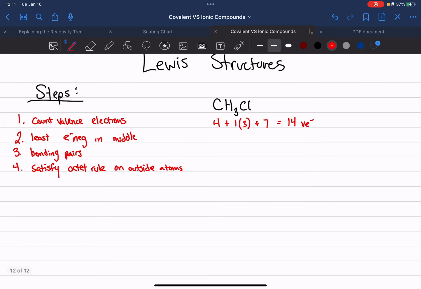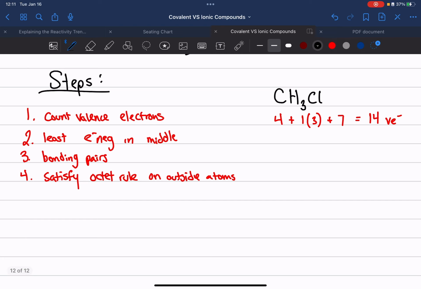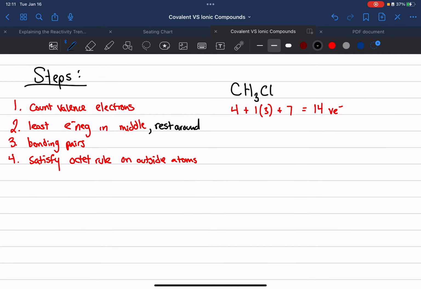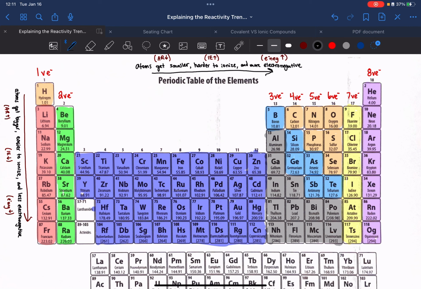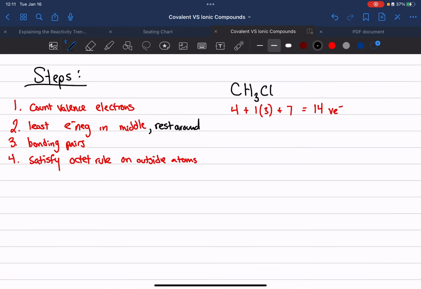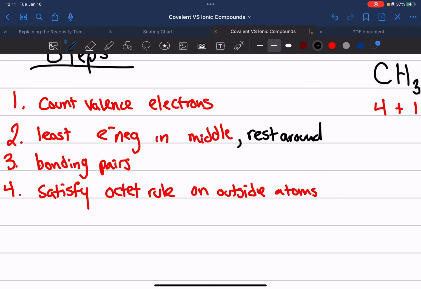Next, we need to put the least electronegative atom in the middle and put the rest around that central atom. So I'm going to find the least electronegative element here by figuring out which one is the farthest away from fluorine, since I know that fluorine is the most electronegative. So we have hydrogen, carbon, and chlorine present in this molecule. Hydrogen is the least electronegative, but that's where the exception to the rule comes in, actually. Hydrogen, make sure you have this, hydrogen is never in the middle.